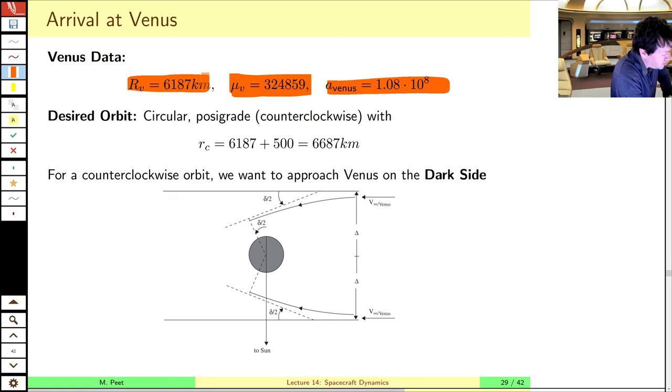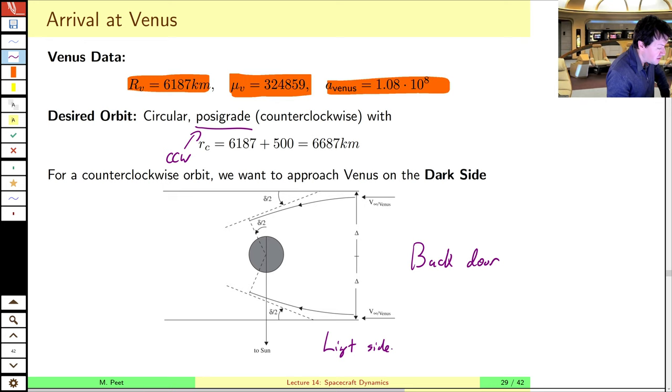So again, we're approaching from the back door, right? We're approaching Venus from behind. We want to establish a posigrade orbit, which means counterclockwise. So if we approached from the light side of Venus versus the dark side, because this is the sun over here. If we approach on the light side, we would be moving in a clockwise direction, a retrograde orbit. And if we approach from the dark side, we'll be moving in a counterclockwise direction. Notice these are reversed if you approach from the front door. So this is the case where we approach from the front door, right? That would be when we're going to an outer planet.